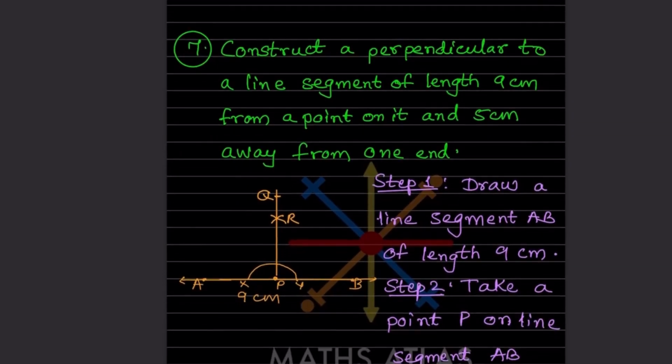So the next one, they said construct a perpendicular to a line segment of length 9 cm from a point on it and 5 cm away from it. This is on it and away from one end. So now let us see here. First we are going to draw a line segment. This is AB, which is 9 cm. Actually this is not 9 cm exactly, it looks smaller, but when you do it in your book, you measure 9 cm. So take a point P on line segment AB.